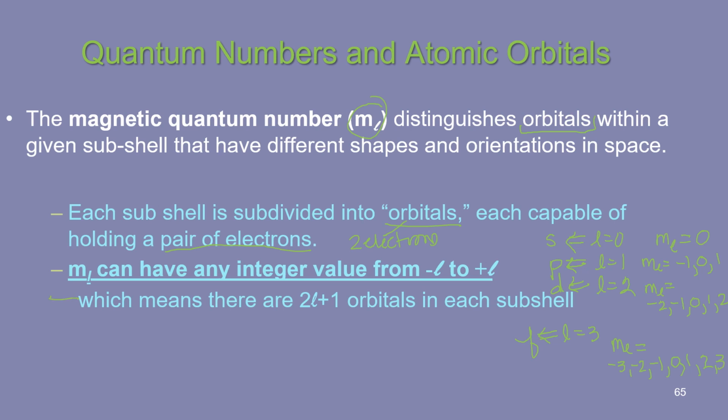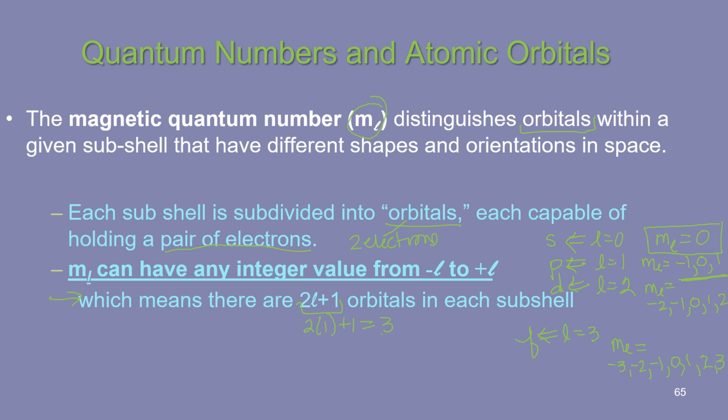This means there are always 2L plus 1 orbitals in each subshell. What does that mean? If L equals 0, there's 1 orbital. If L equals 1, I'm in a P subshell, and 2 times 1 plus 1 is 3. So there are 3 orbitals, and these are the 3 orbitals: negative 1, 0, and 1.